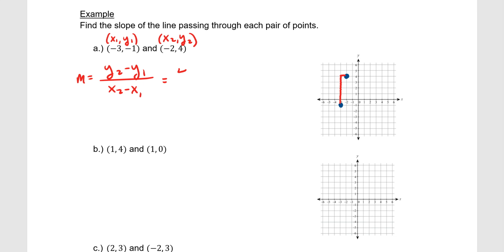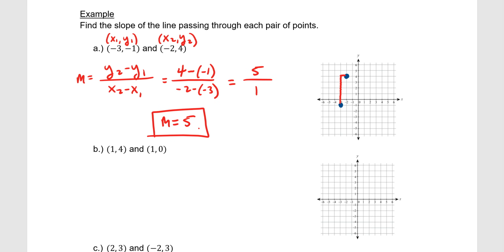But let's go ahead and plug them in. So it's going to be 4 minus -1 over -2 minus -3. And we just have to make sure that we are simplifying correctly. That's going to be 5 over -2 plus 3 is 1. So m here, the slope is 5, which we could check when we went over here on the right on the graph. It went up 5 units, to the right 1, so 5 over 1.